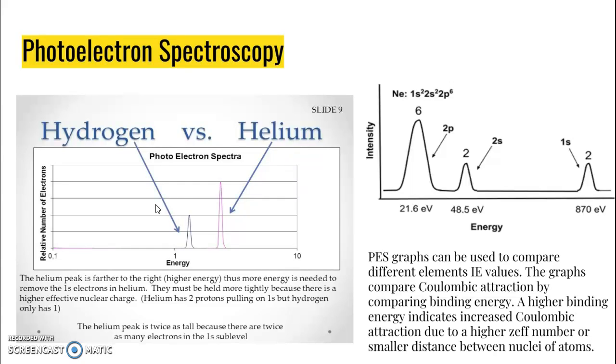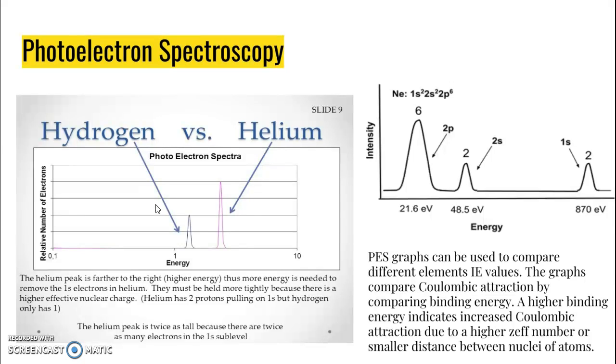Similarly, hydrogen has a smaller peak than helium because it has fewer electrons. And the helium peak is further to the right, which means it has higher energy, and more energy is needed to remove the 1s electron. So, it's held more tightly because there is a higher effective nuclear charge, or Zeff number.